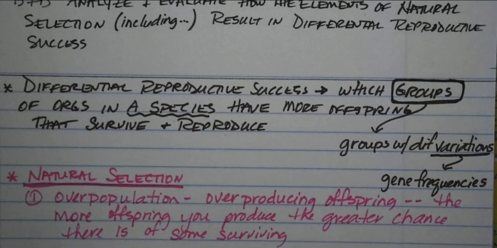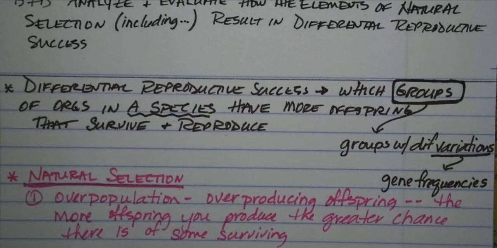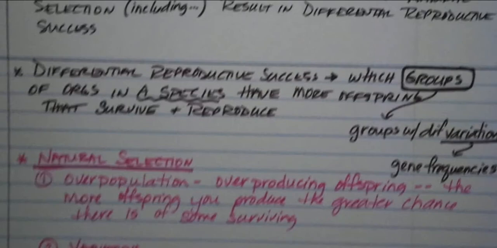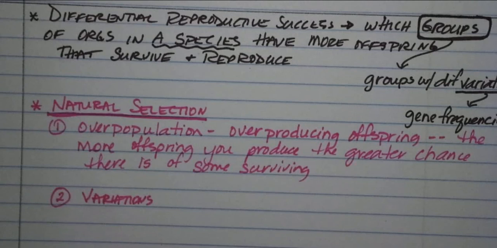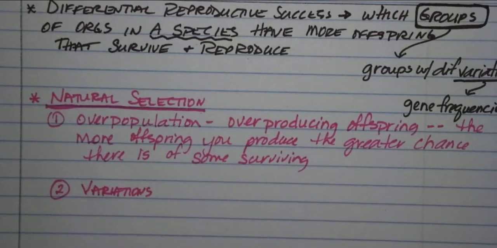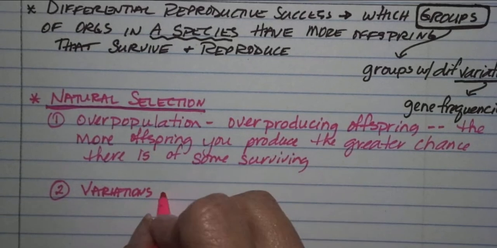Variations. Remember, variations are just differences, right? Oh, gotta move it up some. There we go, variations. Okay, so there are three major ways that variations can occur in a population. So three ways they can occur.